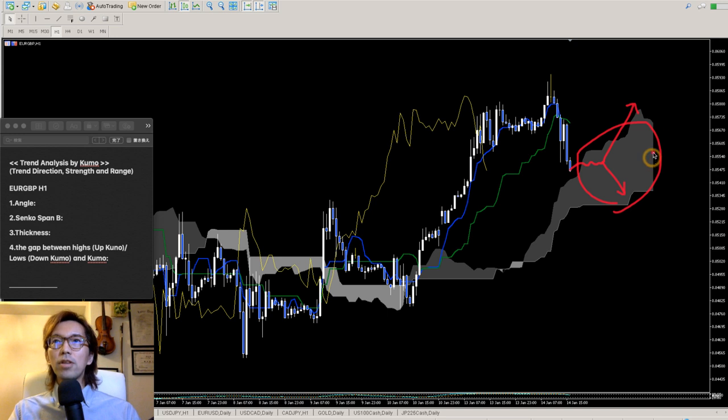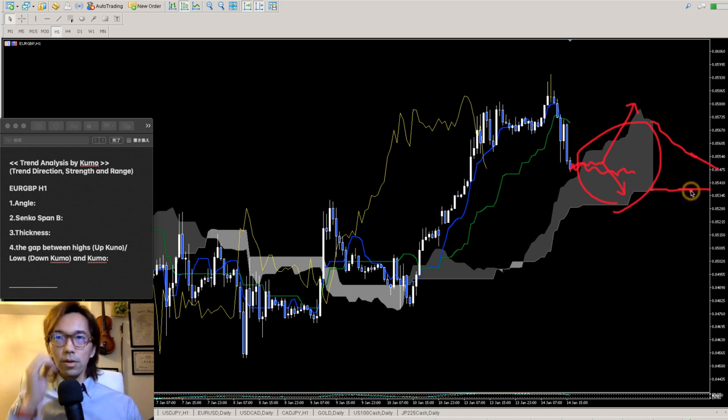And in the meantime, you have to focus on the thickness of the Kumo, because if the price keeps going down, then the Kumo itself is going to get thinner and thinner. Right now it's still thick, so we can still expect the bullishness, but as the price keeps consolidating here and gets inside the Kumo, it is going to be shrinking, right? It gets thinner, and eventually it's going to turn into a bearish Kumo. So yeah, we have to watch out for the thickness of the Kumo as time goes by.